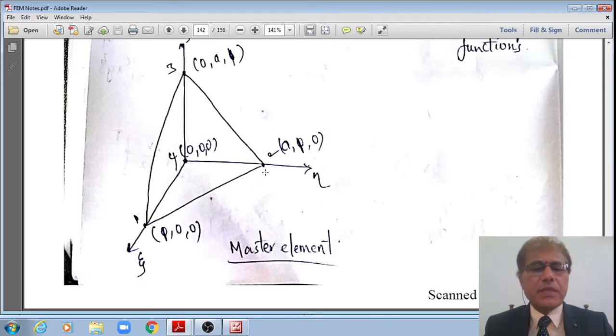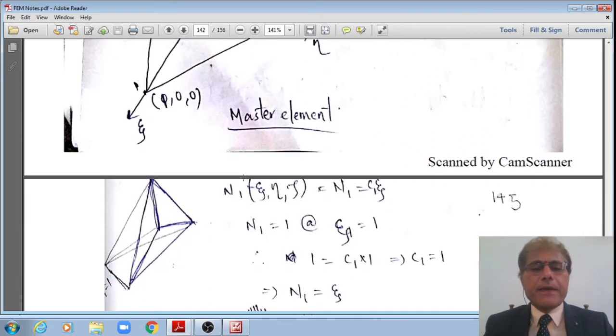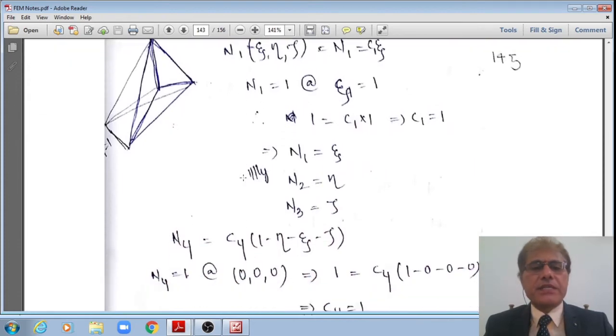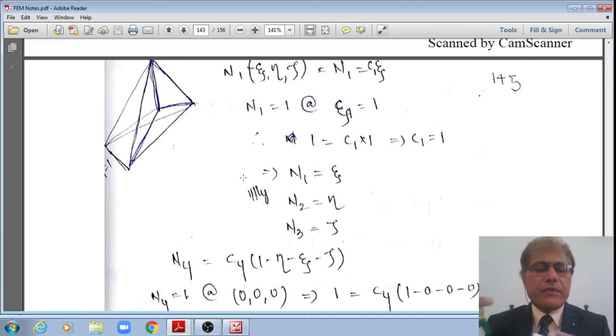Then once we see this master element, I'll go to the derivations of the shape functions. These are the linear shape functions, students. We already discussed them in previous discussions also. Now the first derivation is the derivation of the shape function n1, right?